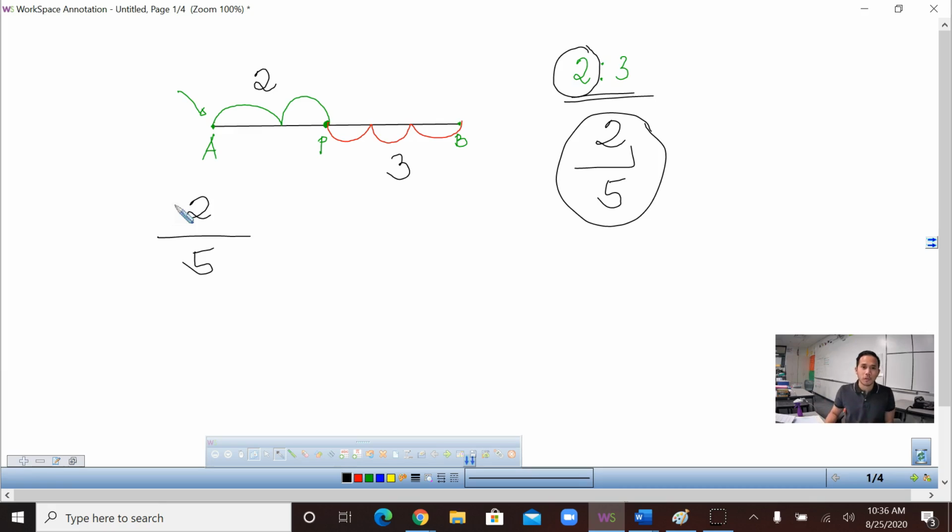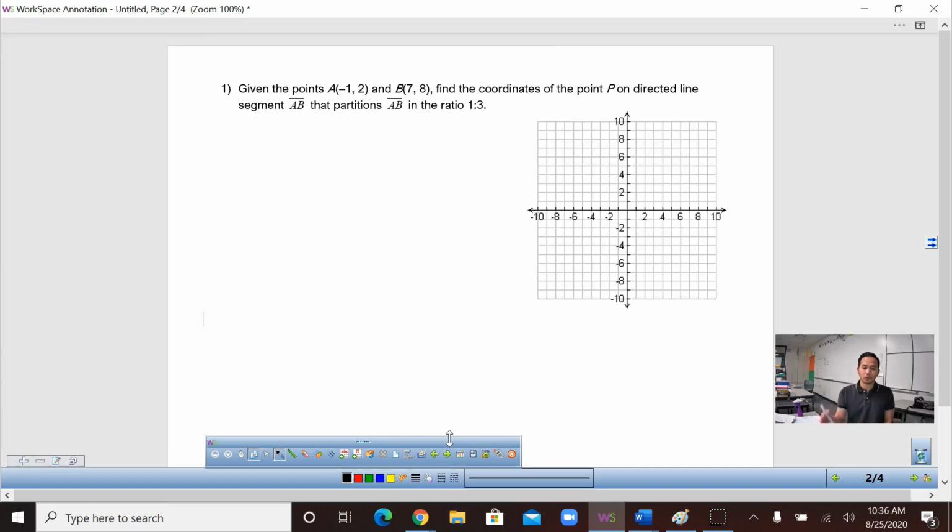and P to B is 3 units. Okay, so let's proceed with the first example on partitioning a line segment that requires you to graph, or I'm going to show you how to graph it. The question there is, Mr., does partitioning a line segment require graphing? Somewhat, I would say no, because for partitioning a line segment, I'm just showing you how to graph it. It's because I want you to visualize the concept of partitioning a line segment.